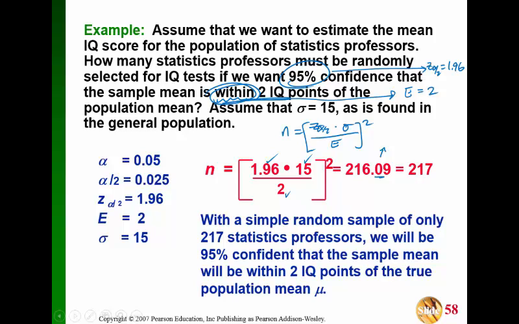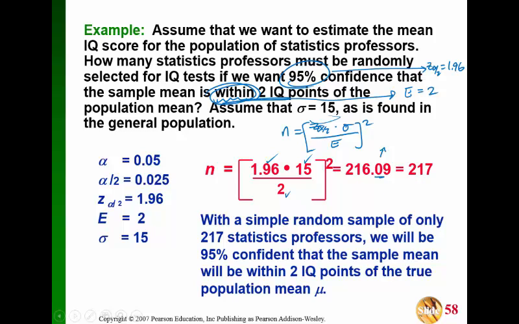So it turns out that a simple random sample will need 217 statistics professors from, I guess, all over the country, to figure out their IQ scores. What do you think it is? Supposedly, the IQ scores for the general population have a mean of 100 and a standard deviation of 15, which is probably why they use this standard deviation of 15 here.